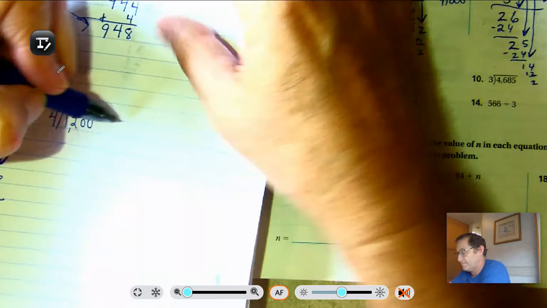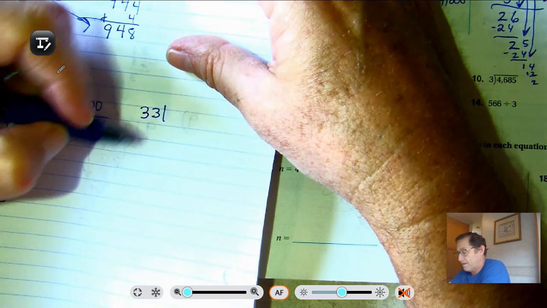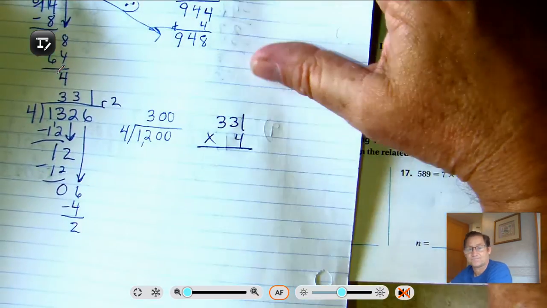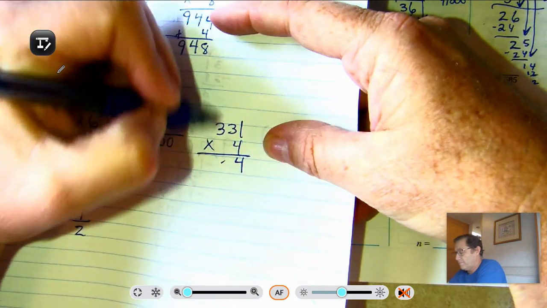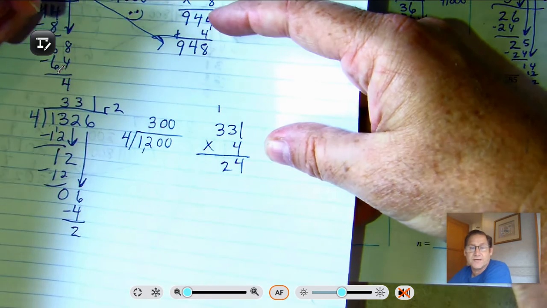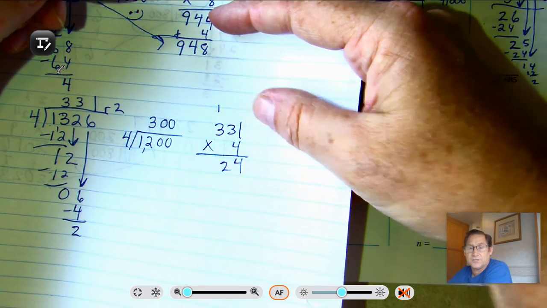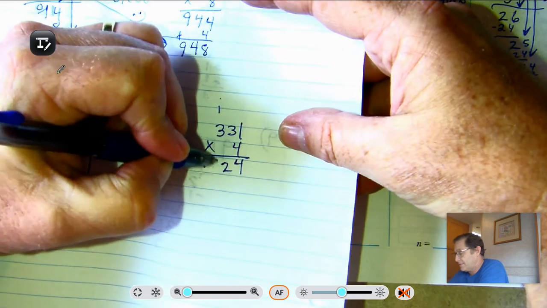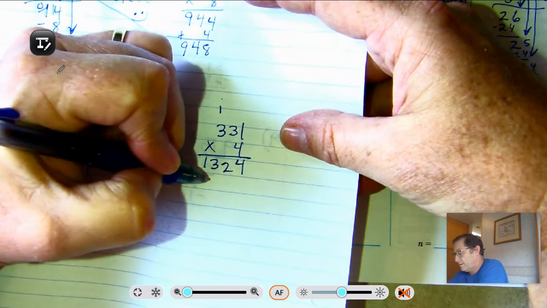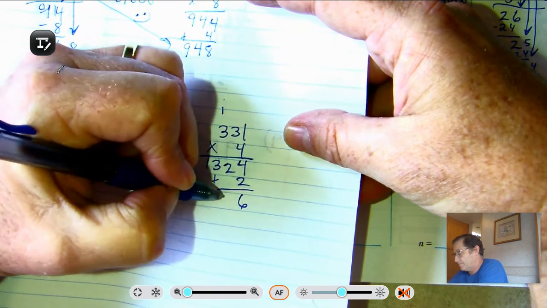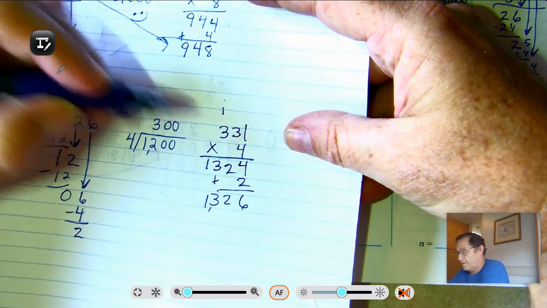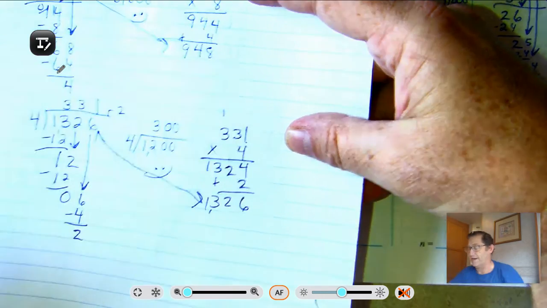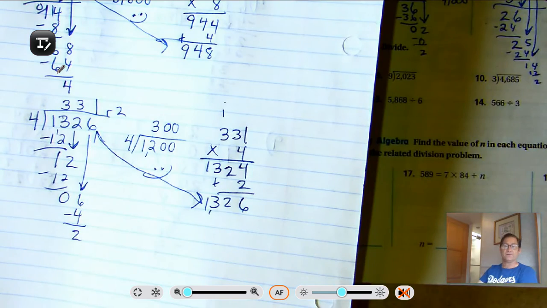So 331 times 4 plus the remainder should match the dividend. 4 times 1 is 4. 4 times 3 is 12 tens. Regroup that as 100 and 2 tens. 4 times 300 is 1,200, plus 1 more is 1,324, plus 2. 1,326 matches the dividend. So my answer is right. 331, remainder 2.